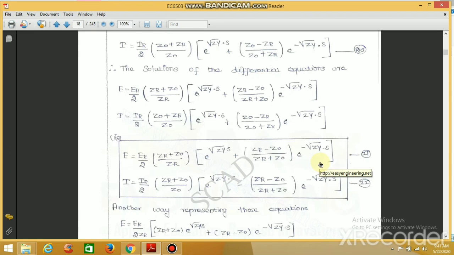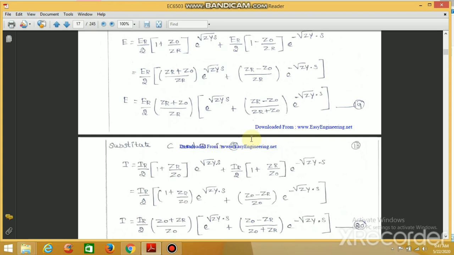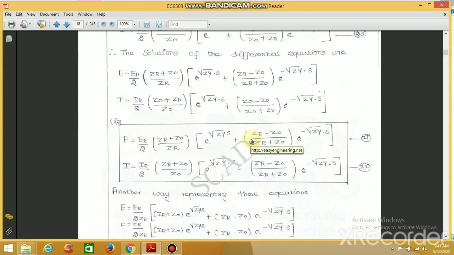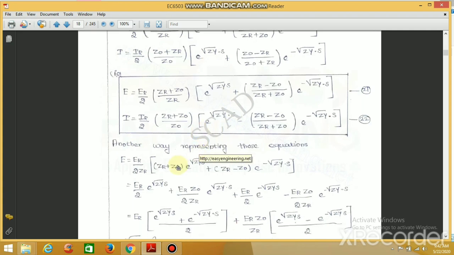You can also represent this equation in another way. You can do it by substituting A and B in 5 and C and D in 6, and you can find it out. Another way of representing equations 21 and 22 is given here. So E is equal to ER by 2. You can take ZR outside here. So 2 ZR plus Z0 e power root ZY S plus ZR minus Z0 e power minus root ZY S. When you take ER by 2 plus ER Z0 by 2 ZR e power root ZY S plus ER by 2 e power minus root ZY S minus ER Z0 by 2 ZR e power minus root ZY S.